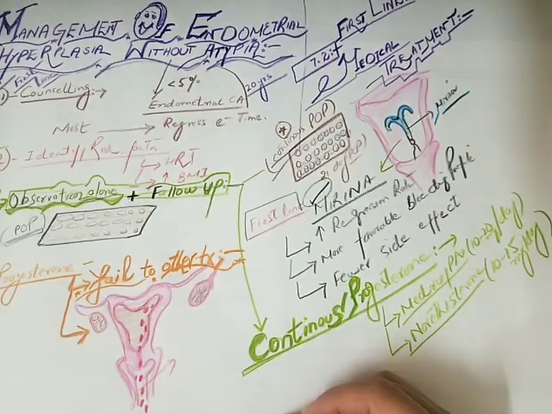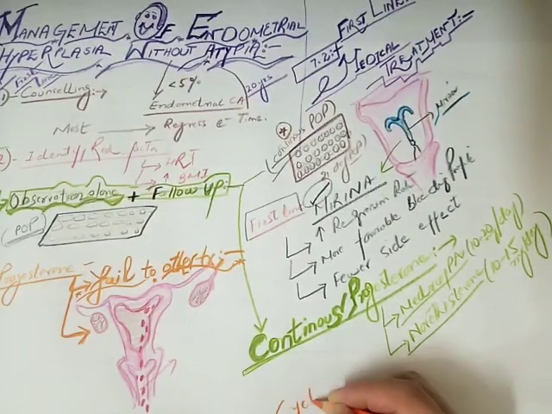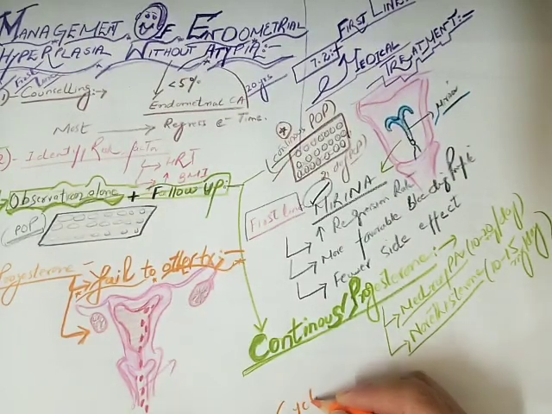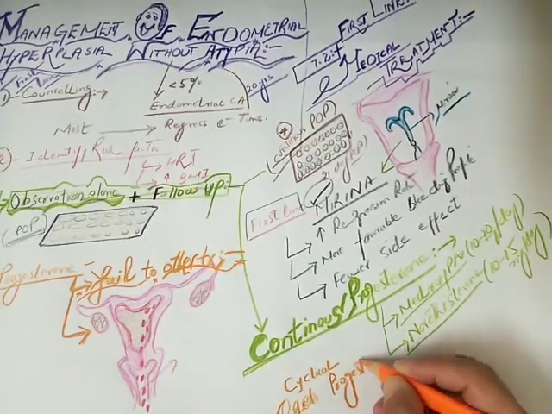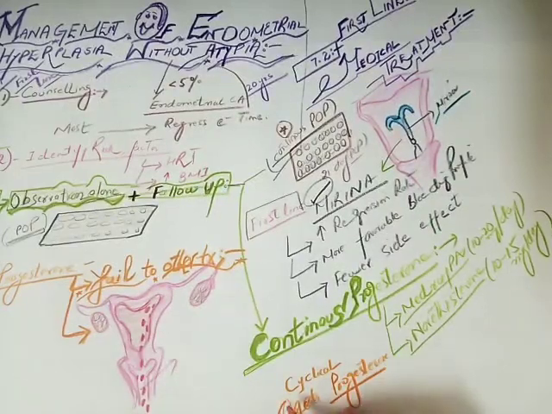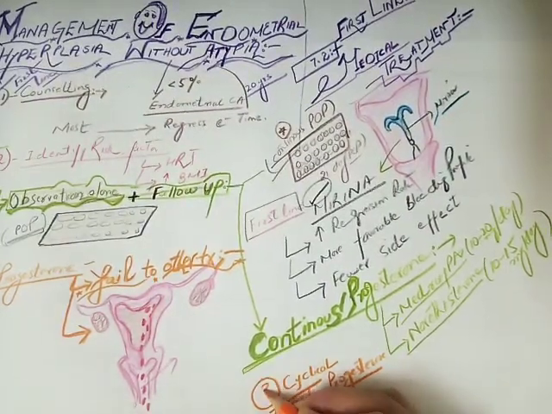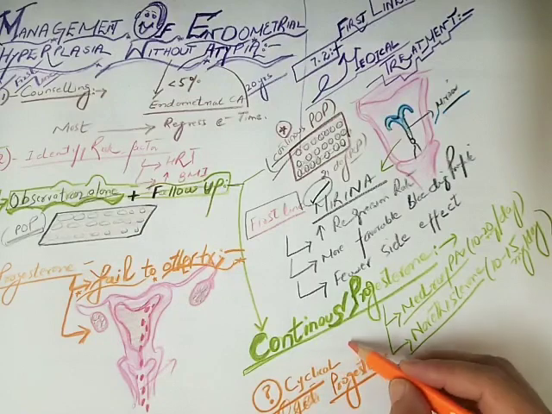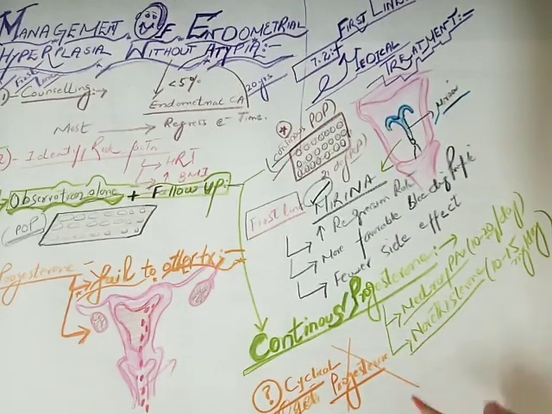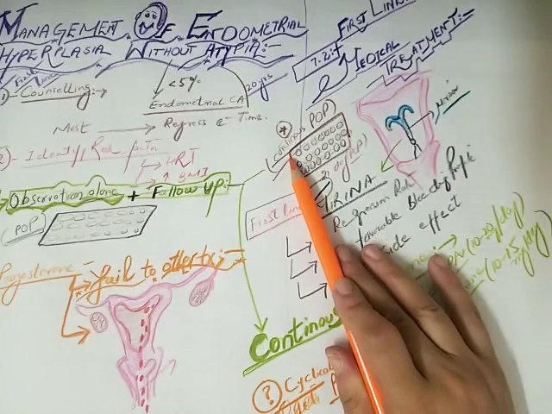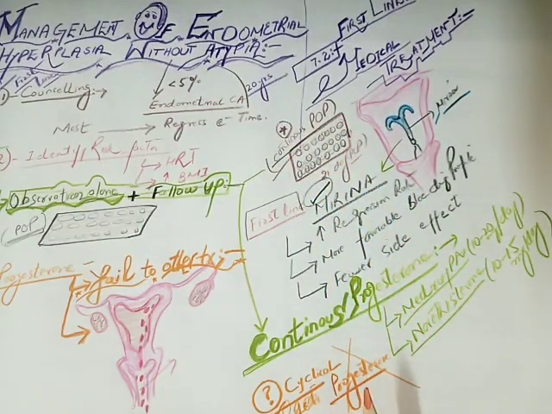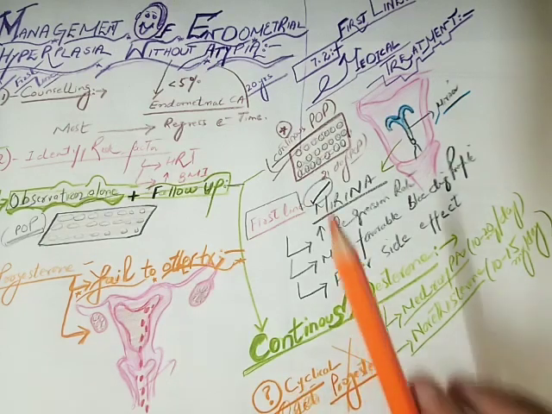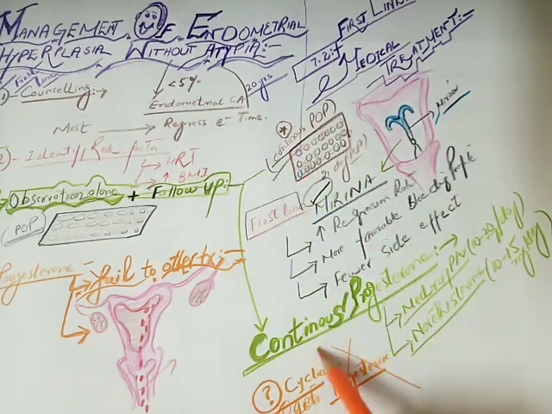Now, there are several gynecologists who use cyclical progesterone. The role of cyclical progesterone is questionable. It is written in the guideline that cyclical progesterone should not be used because when we compare it with Mirena and with the continuous progesterone only pill, it has a lesser rate of regression. It is not as effective as continuous progesterone, so cyclical progesterone should not be used.